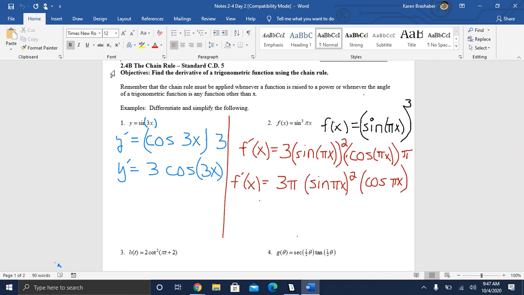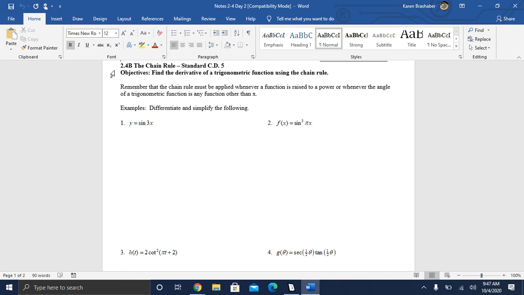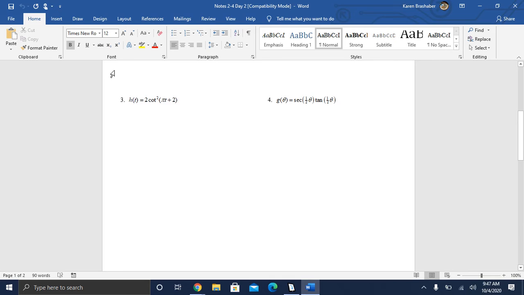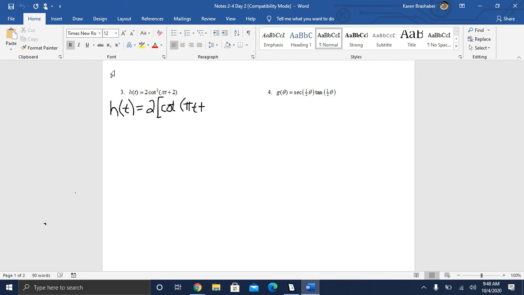I'll clear this and we'll move on to numbers 3 and 4. So on number 3, I would again recommend a rewrite as I did in problem 2. So rewriting h of t as 2, and then the cotangent of the angle pi t plus 2, and then all of that raised to the second power.